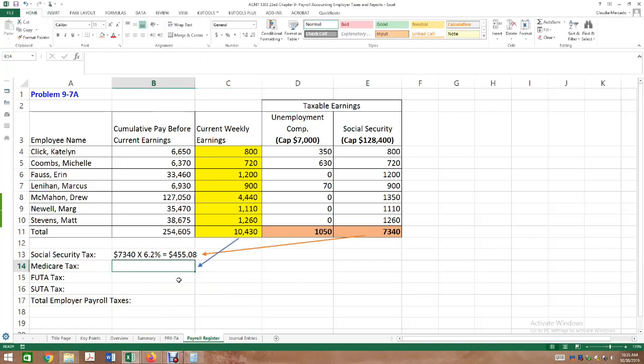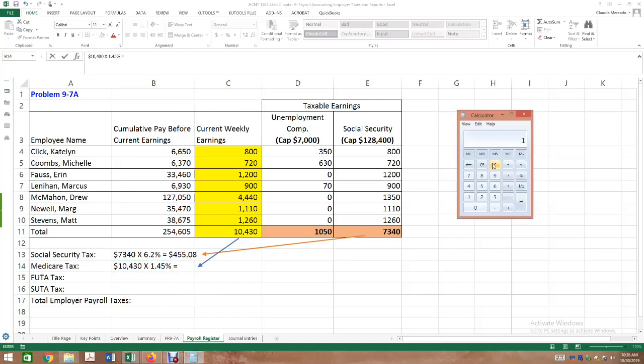So I'm going to get the 10,430. My Medicare tax is 1.45%. So I'm going to get my calculator out. And that will be 10,430 times 1.45%. That's going to give me 151.235. So we have to round. Because this third digit is a 5, I'm going to round up. And this will now be 151.24.